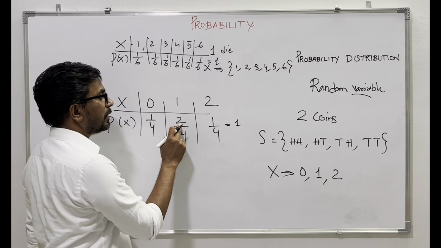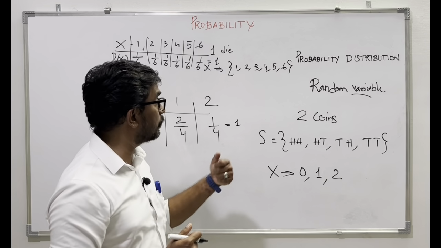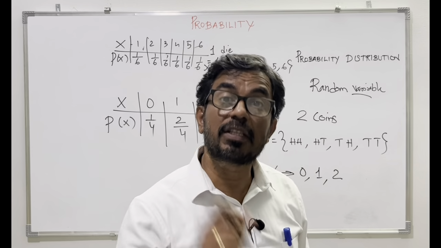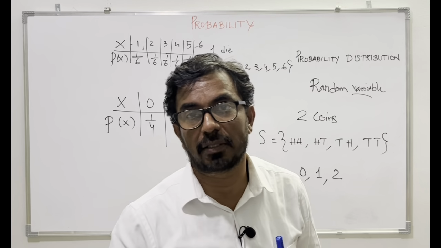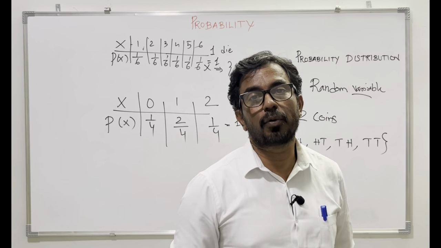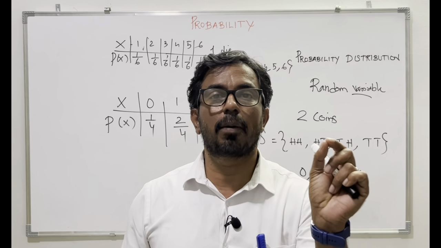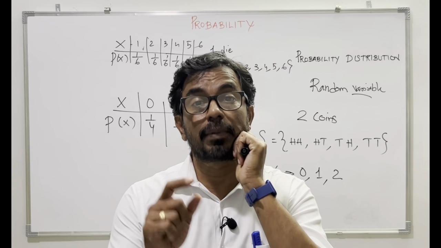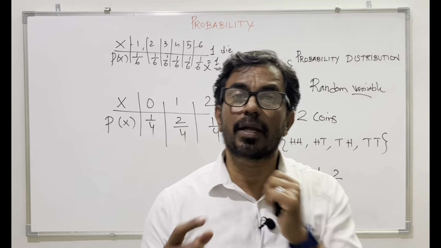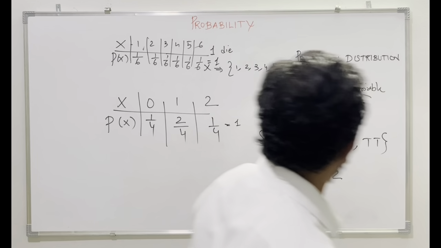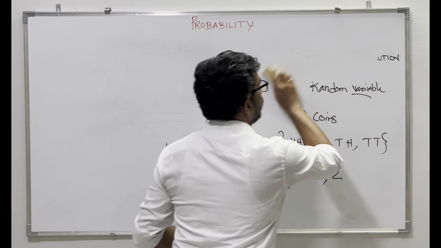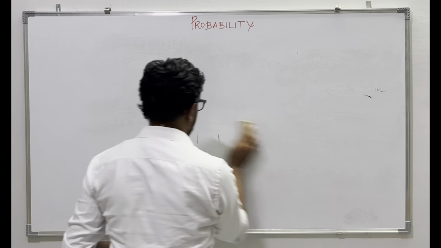See, 1 by 4 plus 2 by 4 plus 1 by 4 is 4 by 4, which is 1. 1 by 6 adding 6 times, that is also 1. With that also we can expect questions. Keeping in mind, the probabilities that you are going to write along with the random variable will not be negative, and not only that, the sum will be 1. How can they ask questions? I'll give some examples. We'll write some questions and work it out.